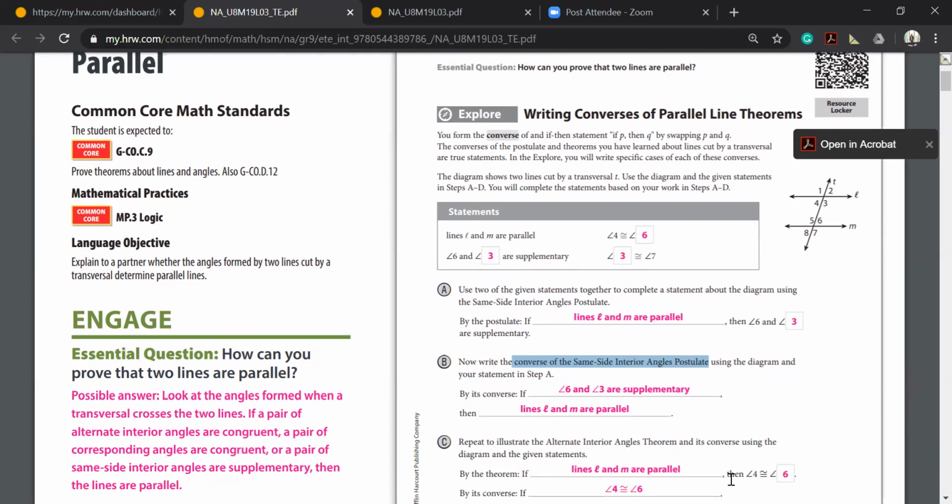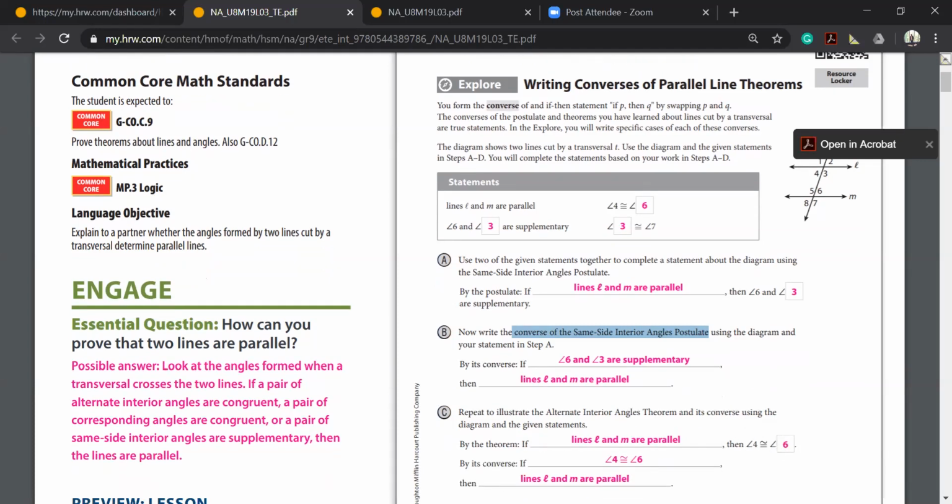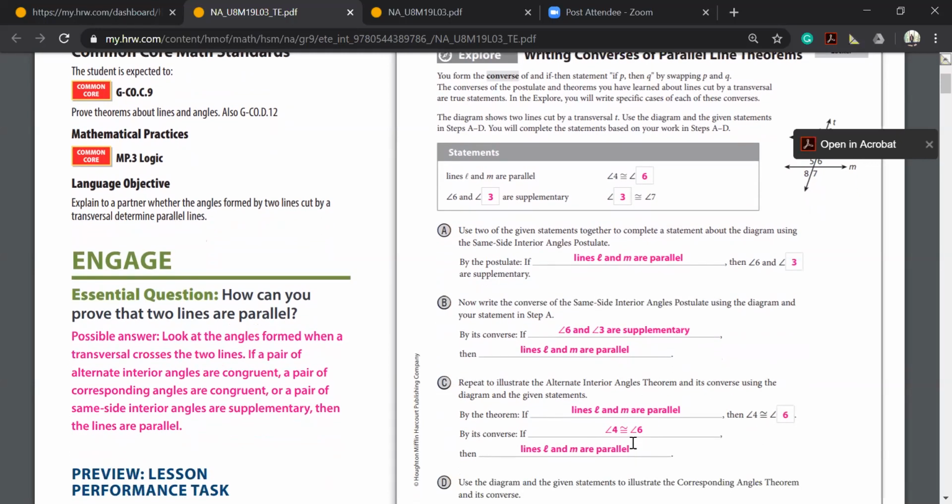So let's write the converse. What will happen to the converse? If angle 4 and angle 6 are congruent, then lines L and M are parallel. I swapped the events. I wrote this first, and then this. In the converse, this will be the first, which comes after the if, and this will be the second, which comes after it.